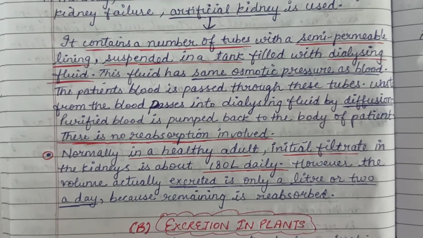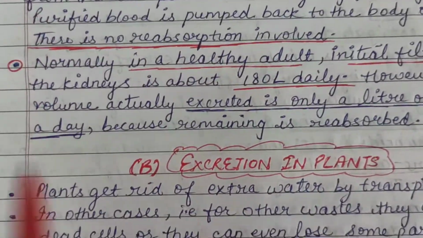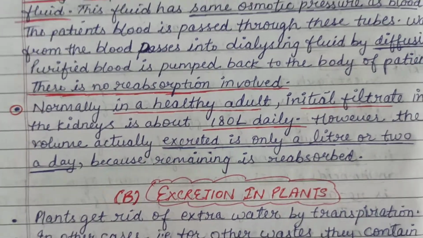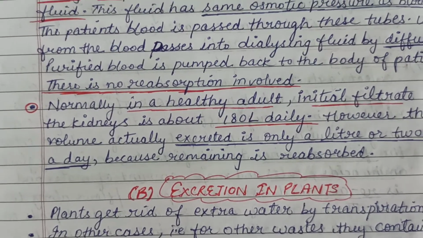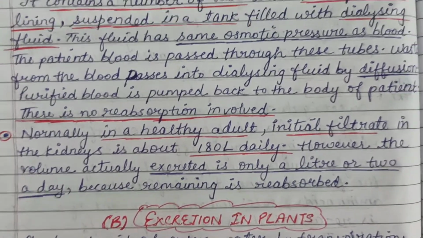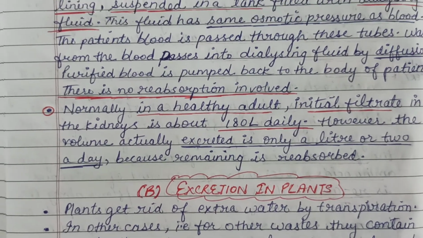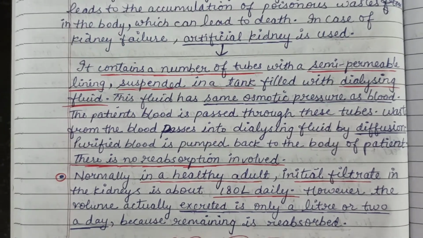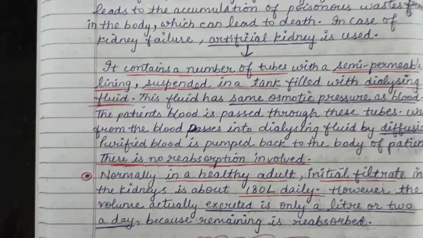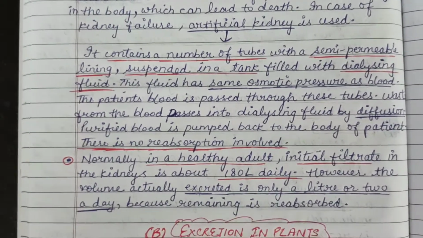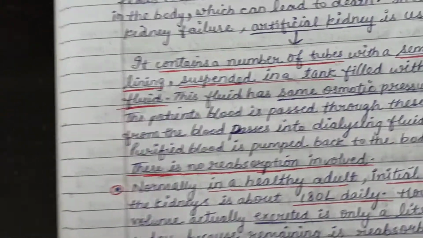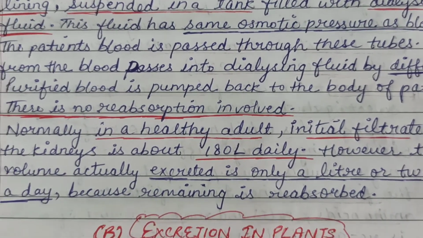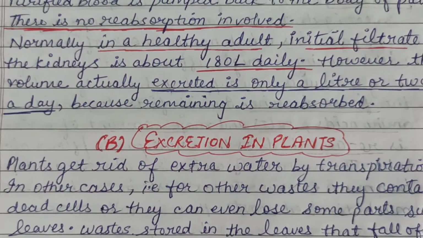Normally in a healthy adult, the initial filtrate in the kidney is about 180 liters daily. However, the volume actually excreted is only a liter or 2 because the remaining is reabsorbed. It is very essential to make sure that a large amount of water is not excreted out. Water is essential for our body to work, so only the excess amount of water is removed. The rest is reabsorbed. So students, our next topic is excretion in plants.